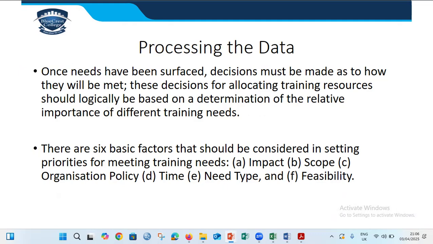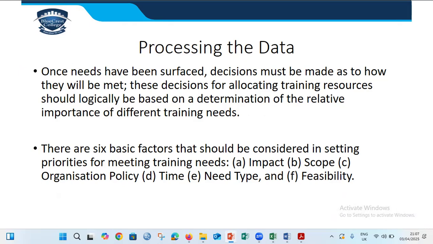Okay, and there are 6 basic factors that should be considered in setting priorities for meeting the training needs. You have to consider the impact of the training, right? The scope of the training, the organization's policy, right? Then the time you have available. Then you also want to look at the type of need that you have identified and how feasible it is to provide the given training.